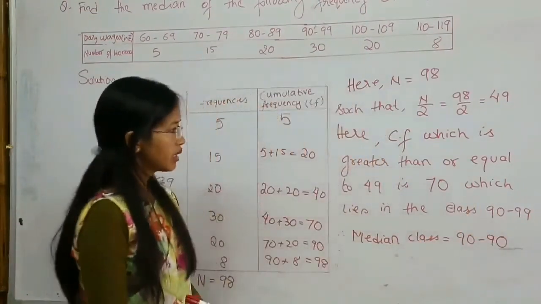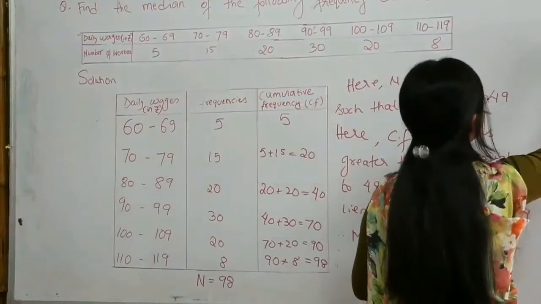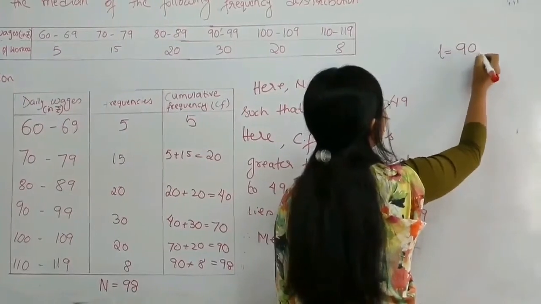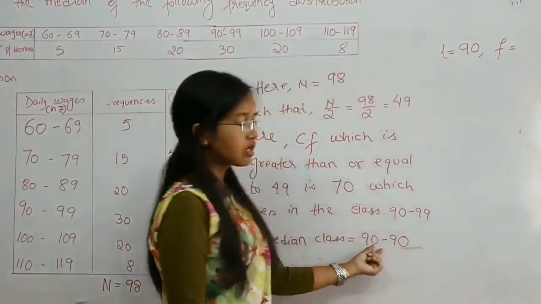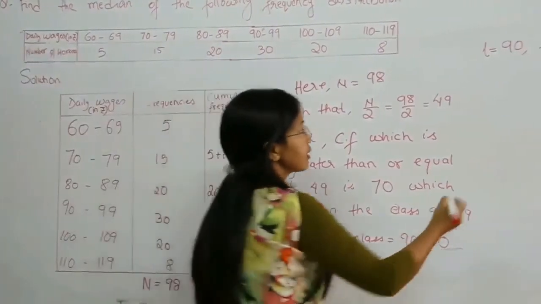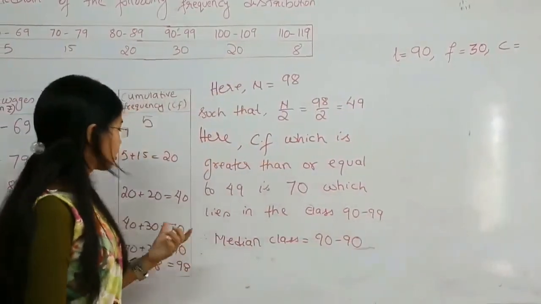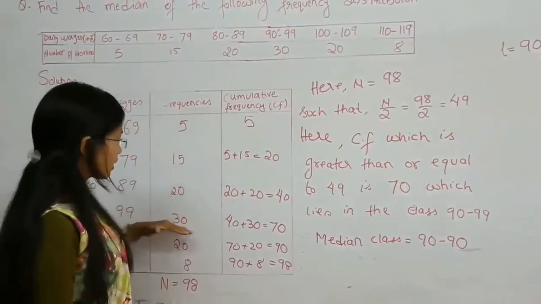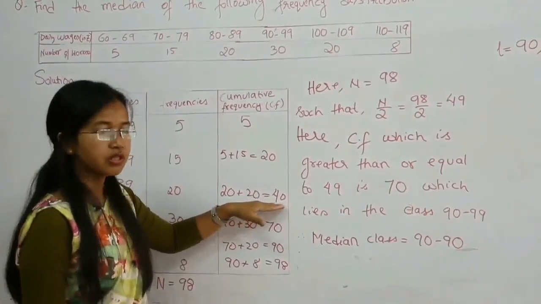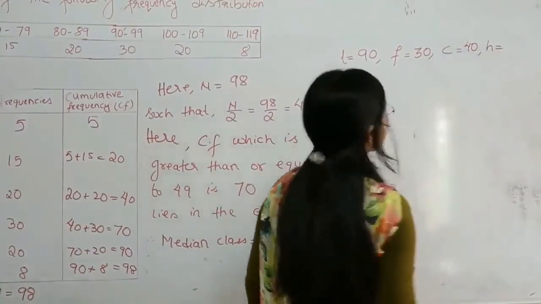Now we will list down the terms used in the formula. L will be the lower limit of the median class. So L is 90. And then F is the frequency of the median class. Frequency of the median class is 30. C is the cumulative frequency preceding the median class. So this is our median class and the cumulative frequency preceding this class is 40. So C is 40.